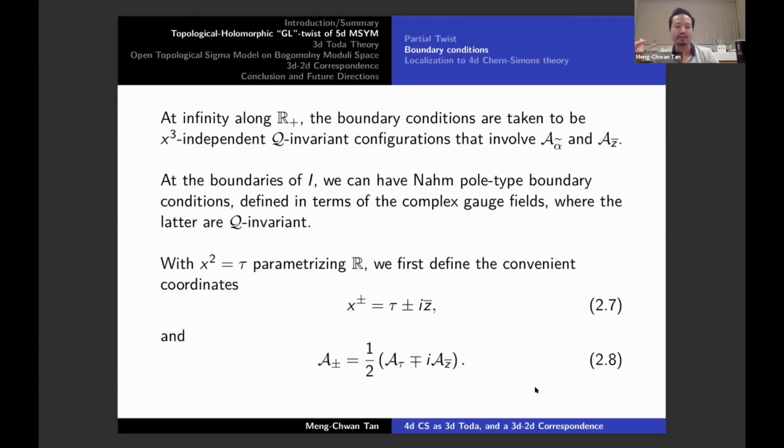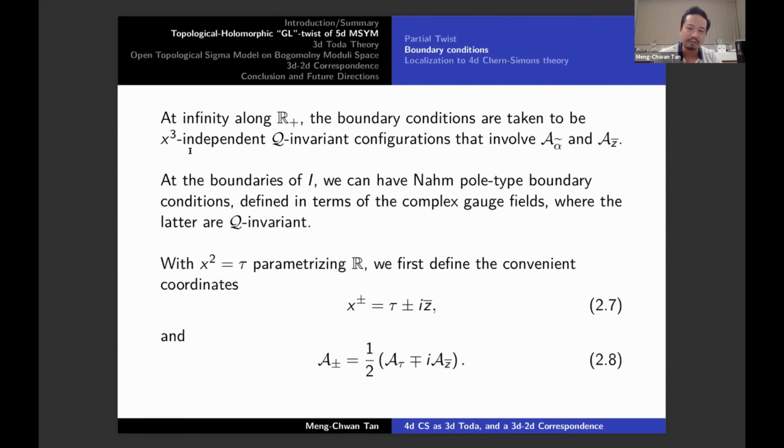And of course, that's the origin of R plus, but we have to say something about what happens at infinity along the R plus. The boundary conditions are taken to be at the infinity of R plus, X3 independent. X3 independent meaning that's the R plus direction. X3 independent Q invariant configurations that involve alpha tilde and Z bar. Okay, so the Q invariant configurations, that's understood. You want to preserve supersymmetries at the boundary. You want the action to be Q invariant. So if you look at the terms that potentially give you non-zero Q variations, then you want to set them to 0.